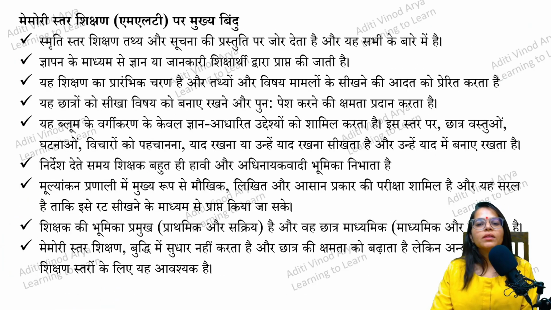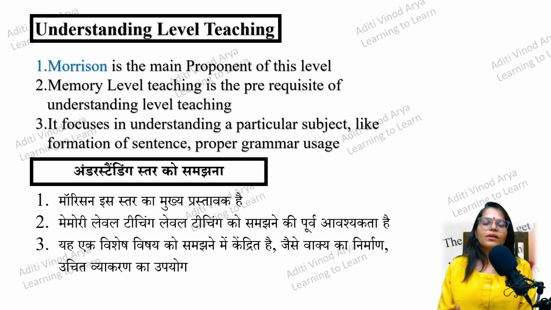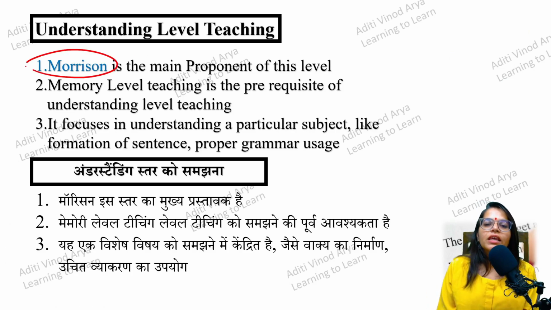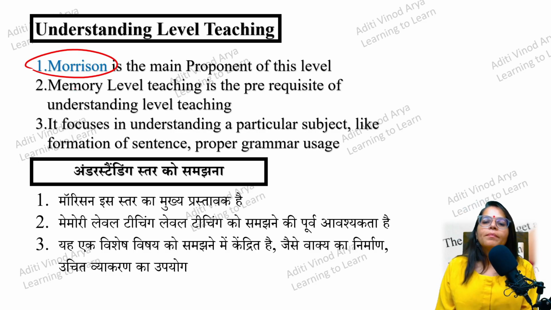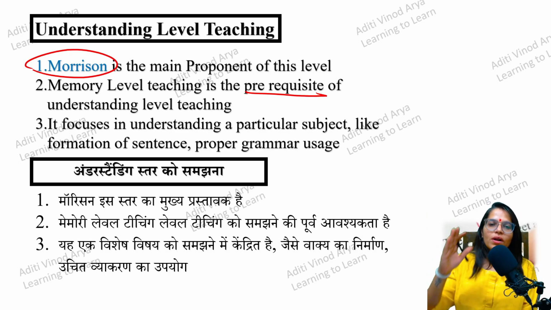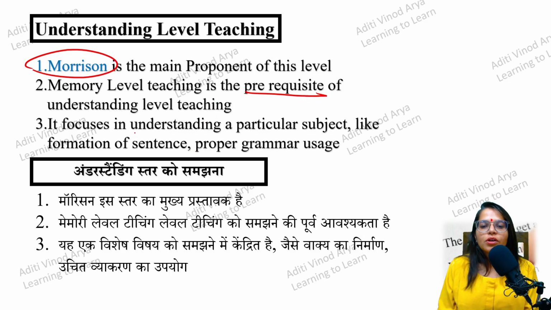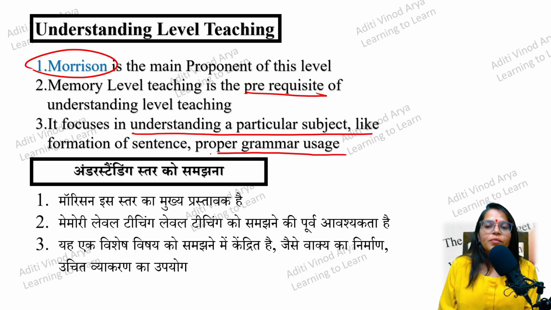The next one would be the understanding level teaching. Understanding level teaching, Morrison is the main prominent. He is the author who contributed most to this particular level. Memory level teaching is the prerequisite of understanding level teaching. So before completing the understanding level teaching, you have to complete the memory level teaching, or else you cannot directly jump to understanding. It focuses on understanding a particular subject, formation of sentences, proper grammar usage, logic, understanding of concepts, understanding of principles, etc. So these are the main keywords here.